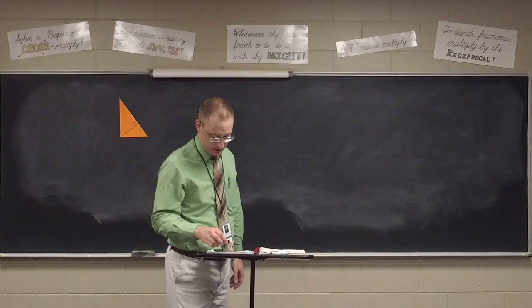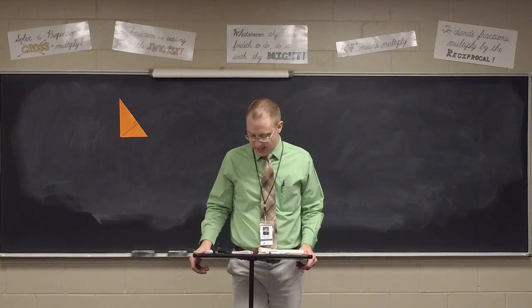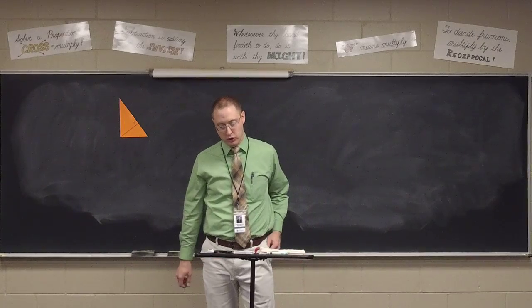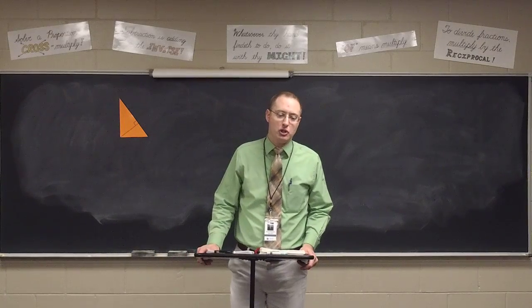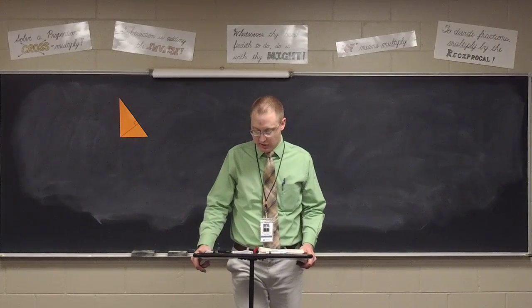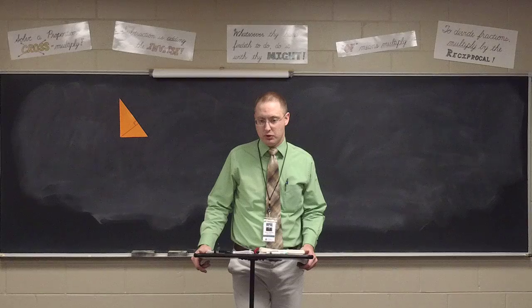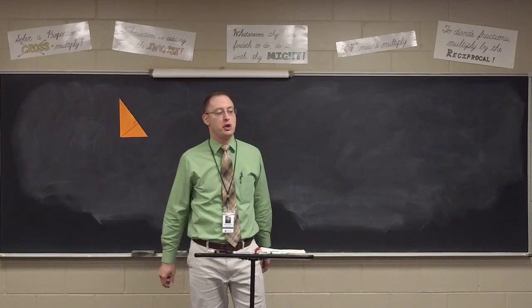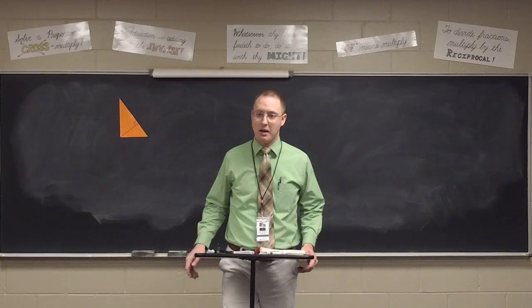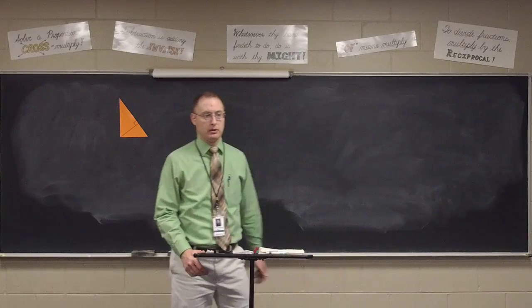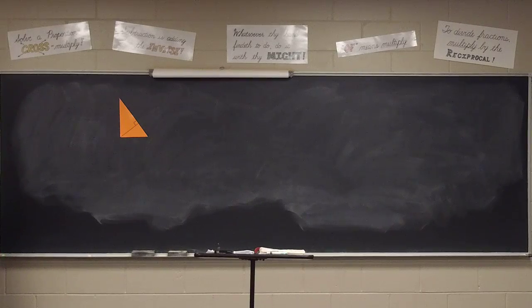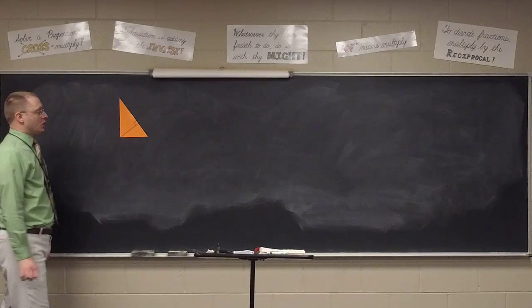Part number 2 says this, Roman numeral 2. The altitude is the mean proportional between the segments of the hypotenuse.